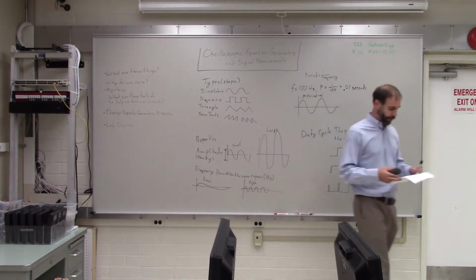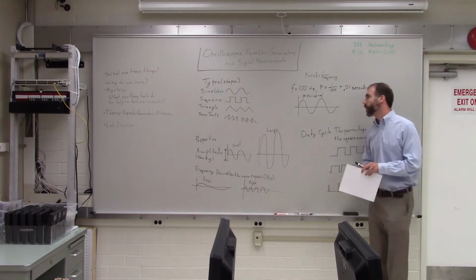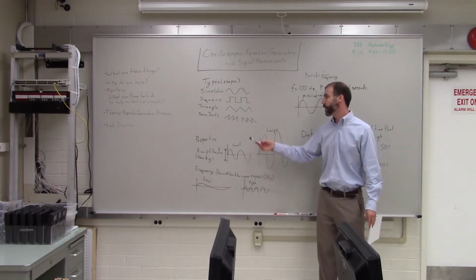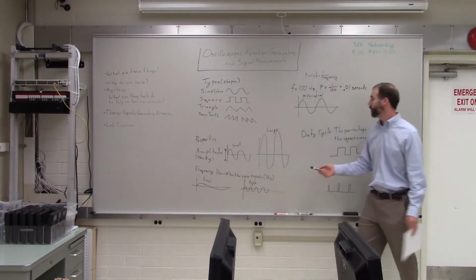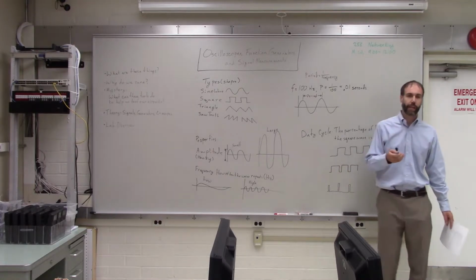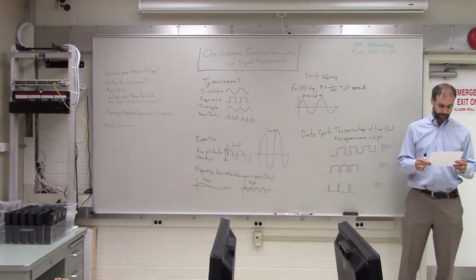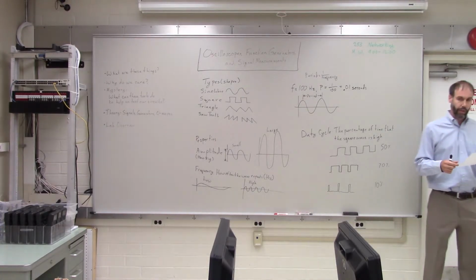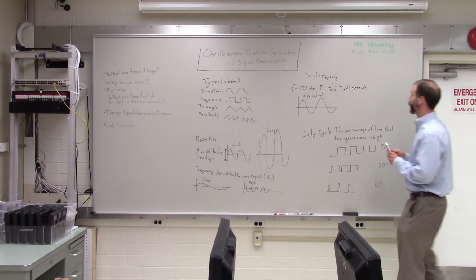So the function generator can create all of these types of waves. It can make all of those. You can set these properties. You can set the amplitude, you can set the frequency, and there's actually a way to set the duty cycle as well. Okay? So let me illustrate this on the board here.